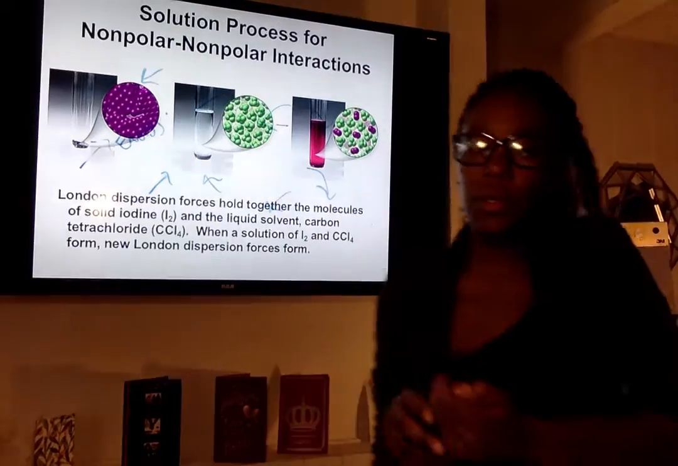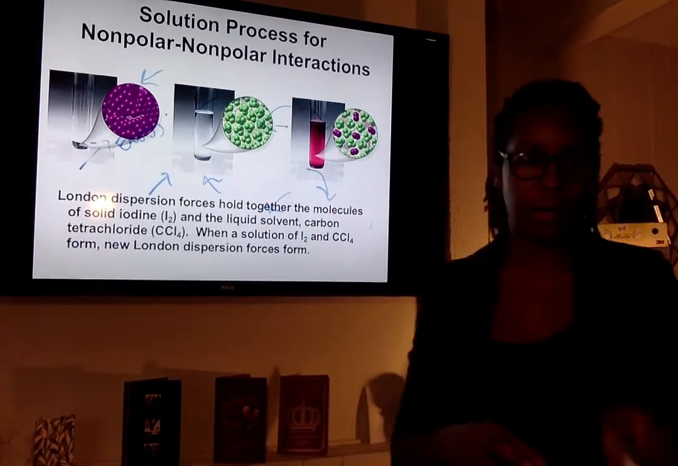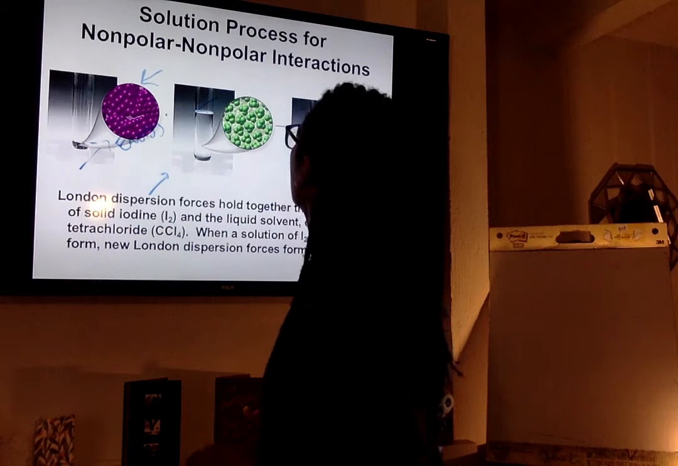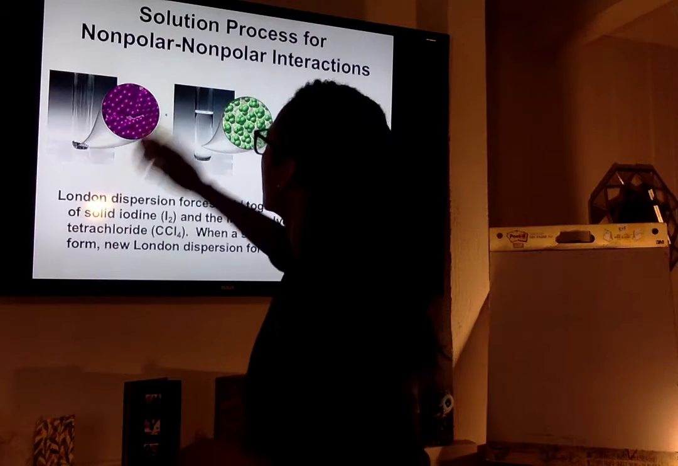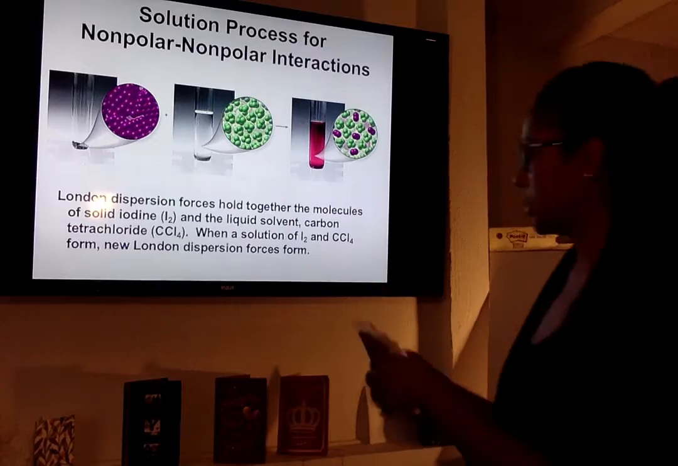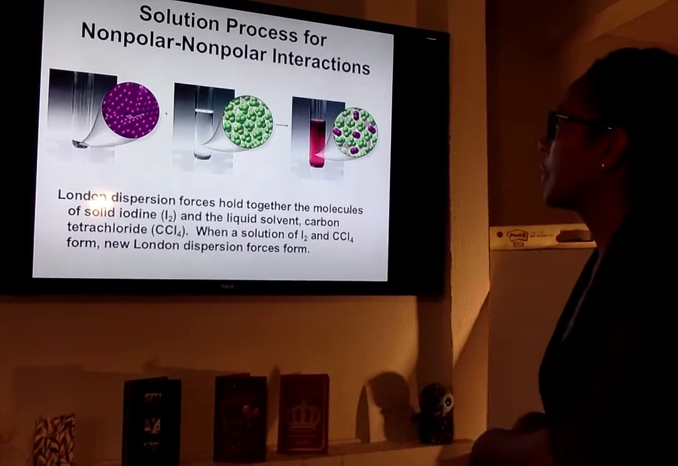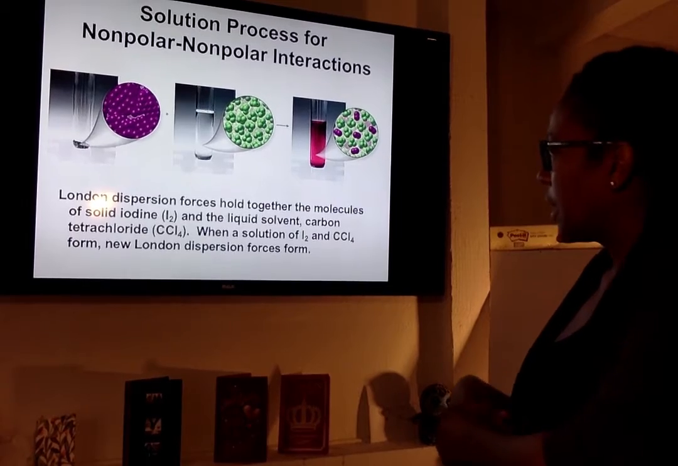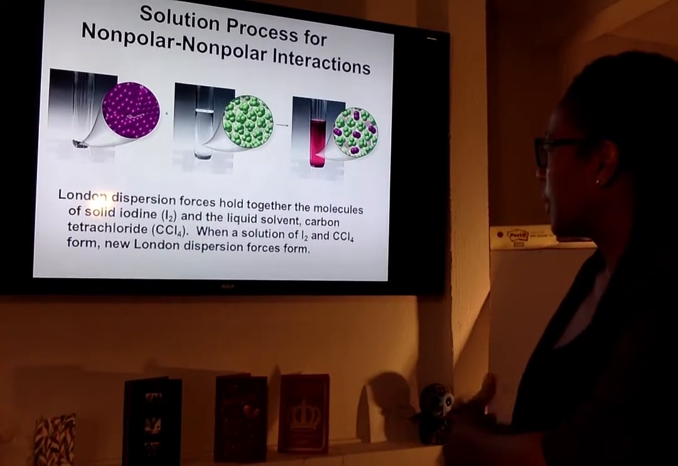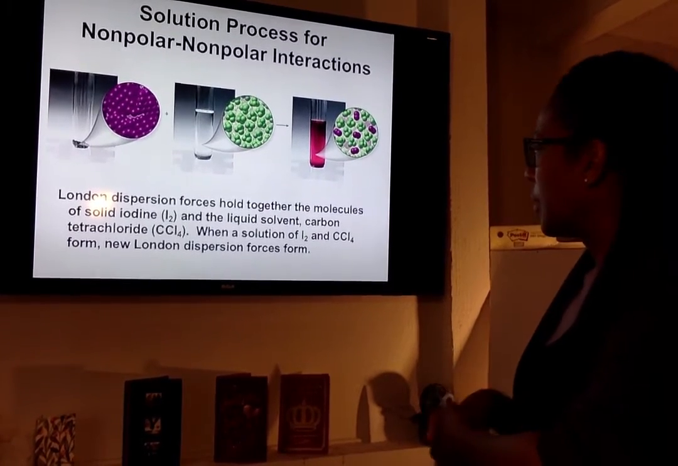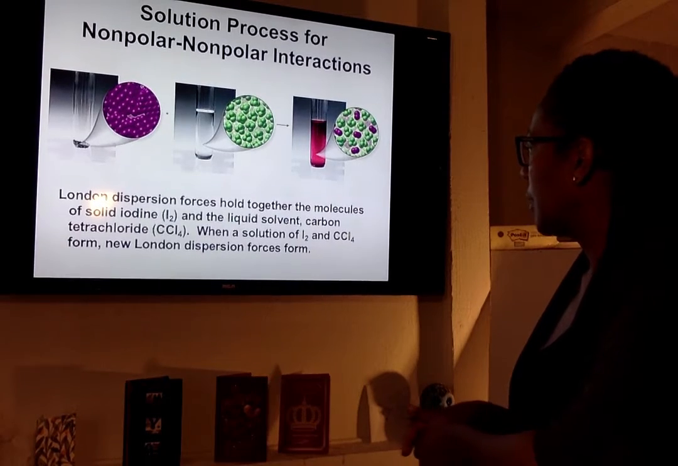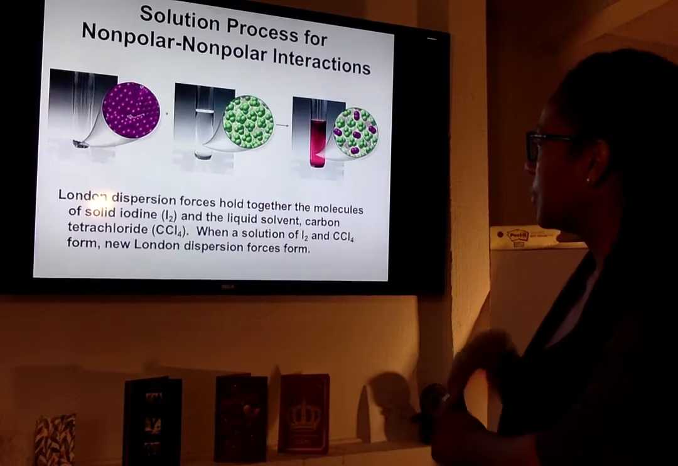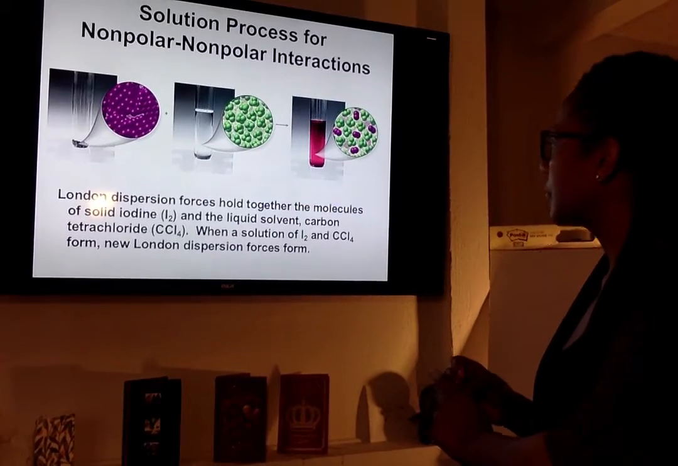Okay, so solution process for nonpolar interactions. London dispersion forces hold together the molecules of solid iodine, I2, and liquid solvent, carbon tetrachloride, CCl4. When a solution of I2 and CCl4 forms, new London dispersion forces form.